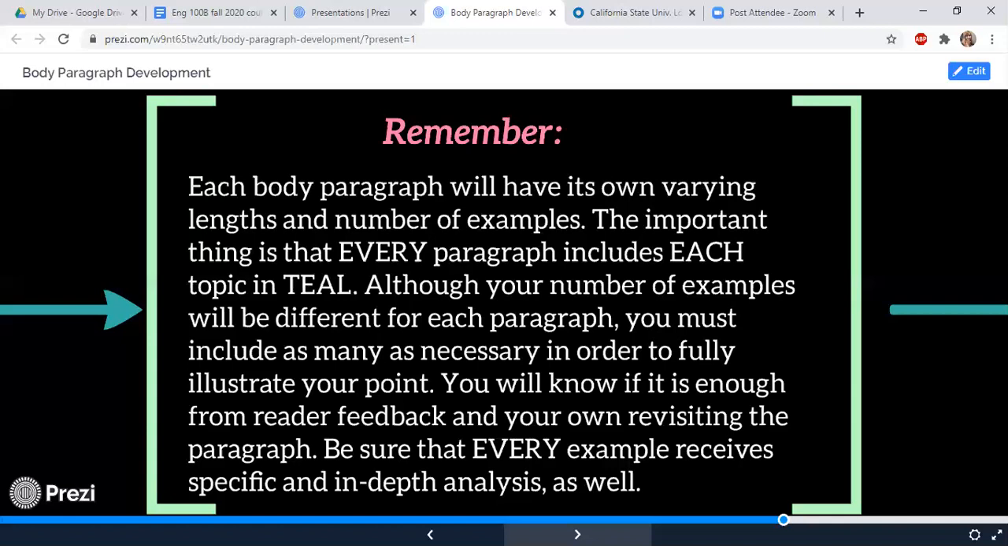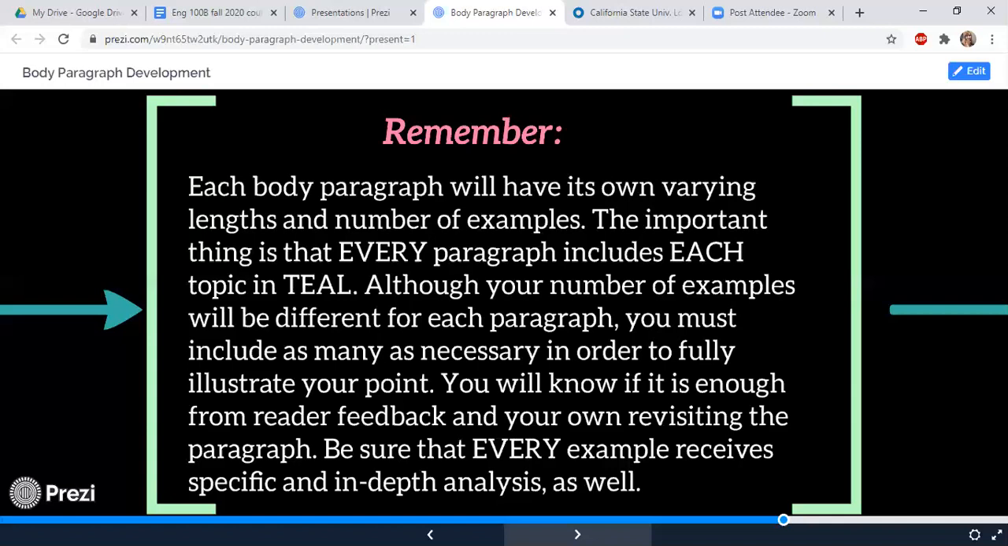Okay, the important thing is that every paragraph includes each topic in TEAL. So every paragraph must have a topic sentence. You must have multiple examples. Each example must have thorough and specific analysis, and there should be a link to the thesis at the end of the paragraph.